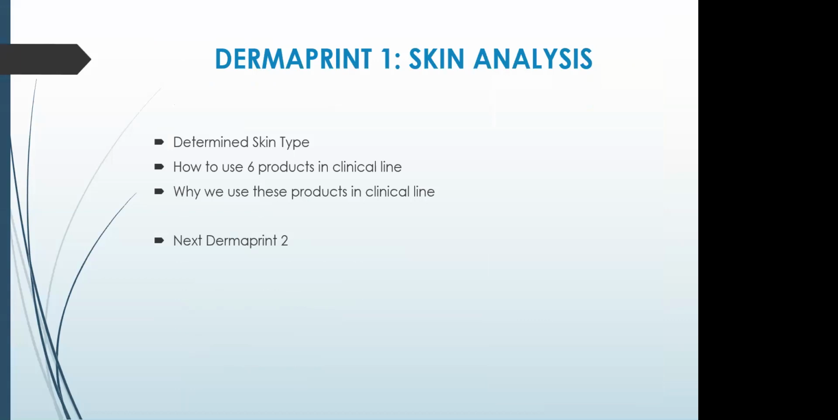So Dermaprint 1, skin analysis, we've determined our skin type. So we know that our model has dry skin, skin type 2. We talked about that we have our 6 products for all of our 5 skincare types. So again, every skincare type has their own products, and why we should be using these products, and then using them in your clinicals, treatments, as well as home care.